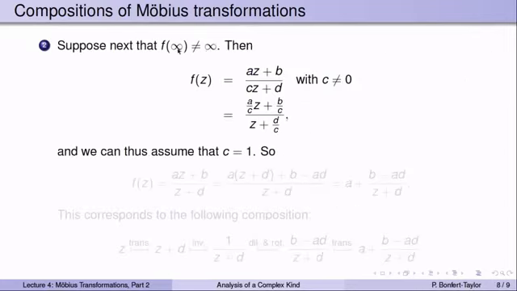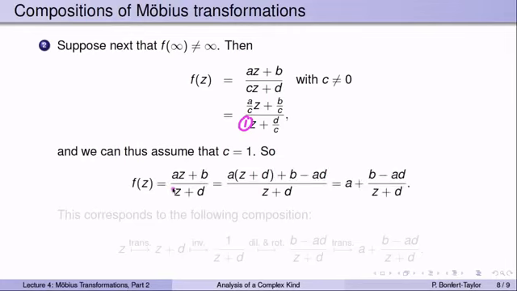Next, suppose that f of infinity is not equal to infinity. Then f is truly of the form (az plus b) over (cz plus d), where c is non-zero, and we can divide all the constants by c. Therefore, f is of the form (a over c times z plus b over c) divided by (z plus d over c). In other words, we can make the constant in front of z equal to 1, and with that constant being equal to 1, we can simply assume that c is equal to 1. So f of z is really of the form (az plus b) over (z plus d), with a 1 in front of the z.